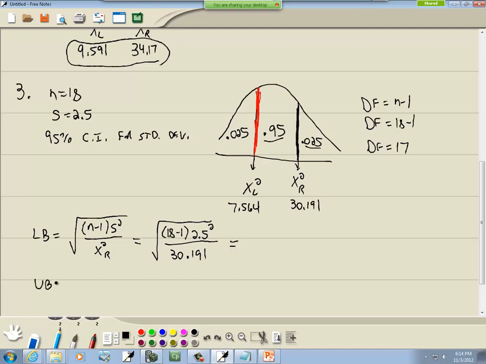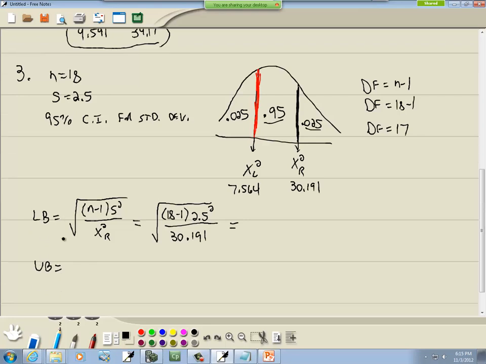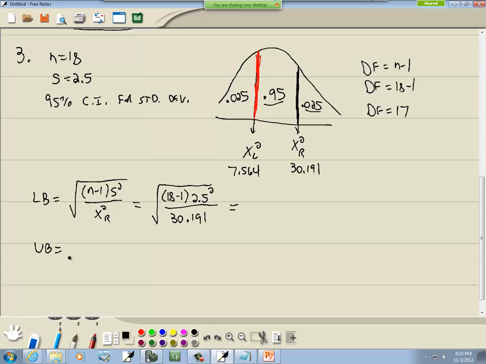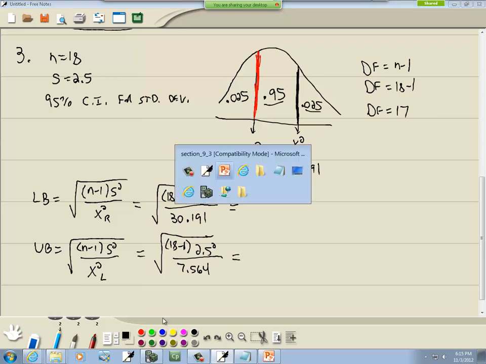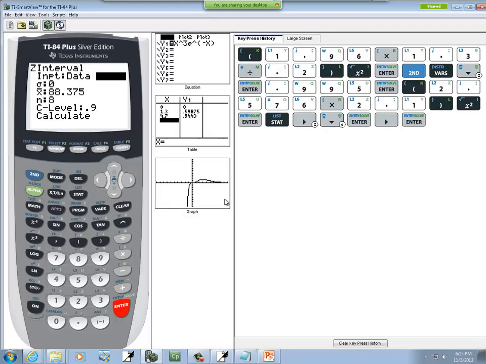Now our upper bound. I'll plug those in the calculator here in a minute. It would be the square root of n minus 1 s squared over our left chi-square. So we'll have 18 minus 1, 2.5 squared, that remains the same. And then our left chi-square, which we said was 7.564. Let's go plug those in.